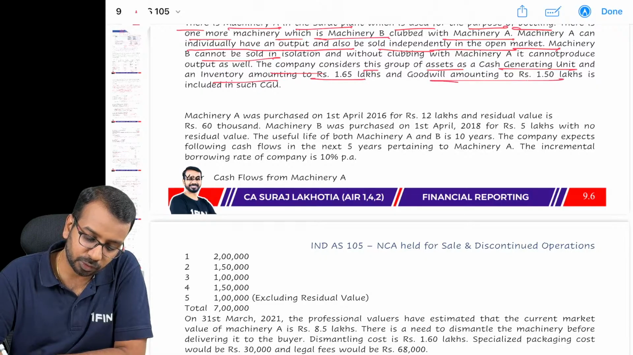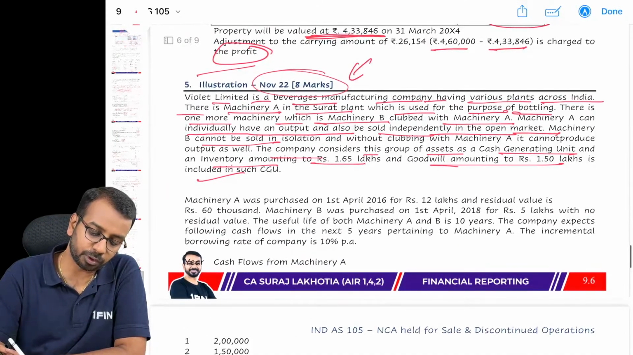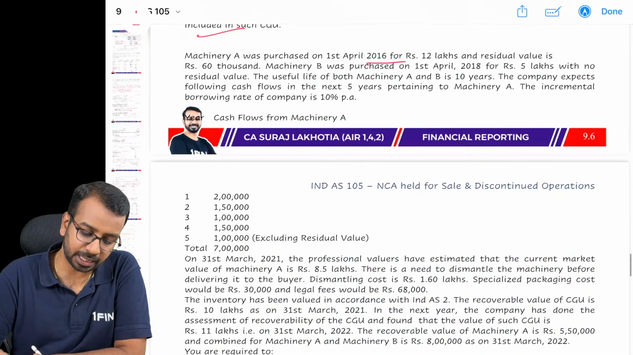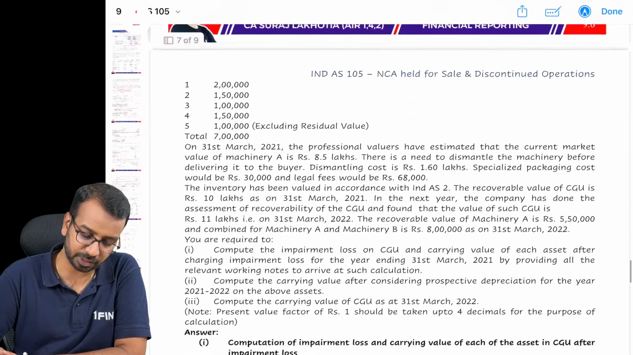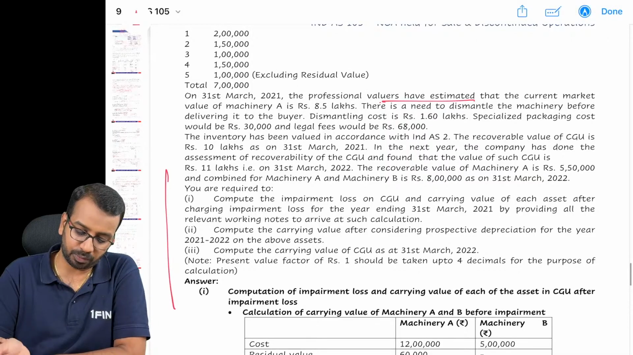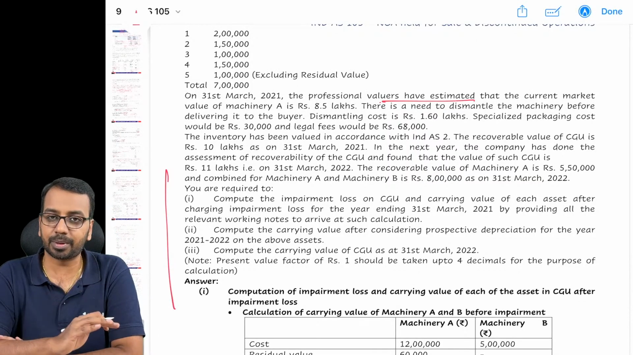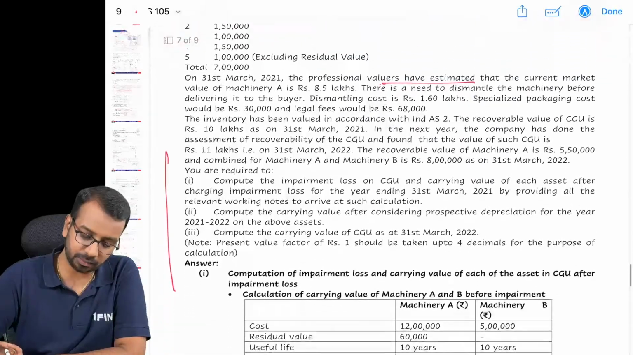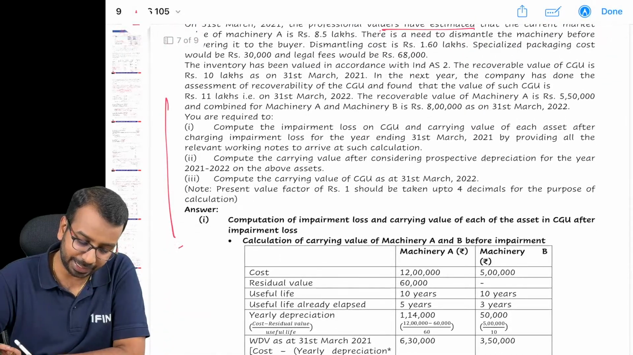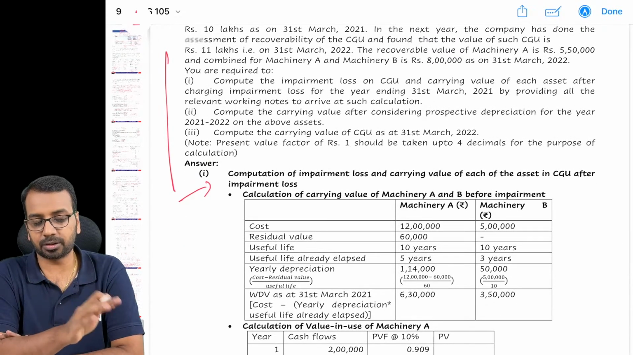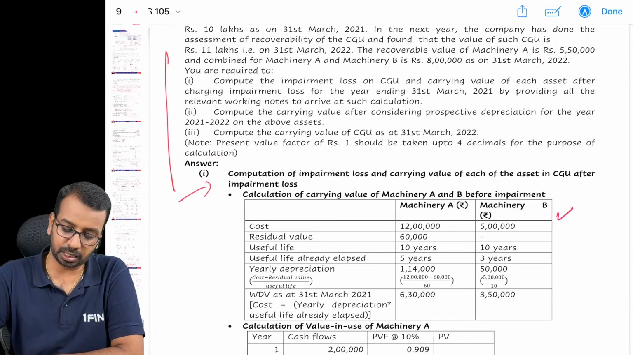Inventory of 1.65, goodwill is 1.5. So, same impairment question we have done, right? Machinery was purchased on 1st April for 12 lakhs 60,000. Useful life of machinery is 10 years. Company expects the following cash flow in 5 years. Valuers have estimated all of this. So, whatever we have done in the impairment question, same thing they have asked for 8 marks in November 22. I think I did the wrong classification here. Anyways, this should actually be a part of Ind AS 36. We have already done this question.